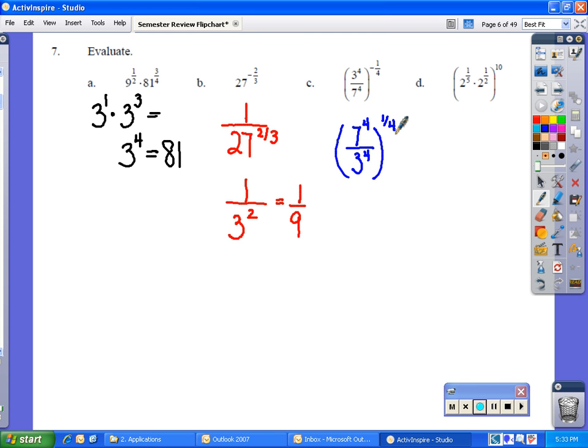When you raise a power to a power, we multiply the exponents. The 4th power raised to the 1/4, or 4 times 1/4, gives us 1, and we just get 7 to the 1st, or 7. On the bottom, the same thing occurs. 3 to the 4th to the 1/4 gives us 3 to the 1st, or just 3. And our final answer is 7/3.